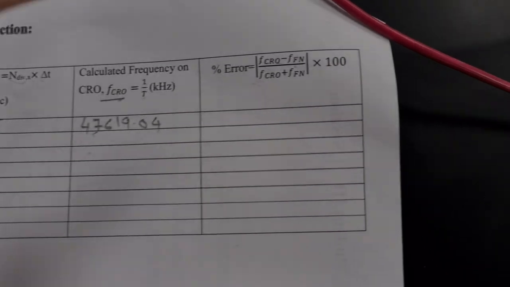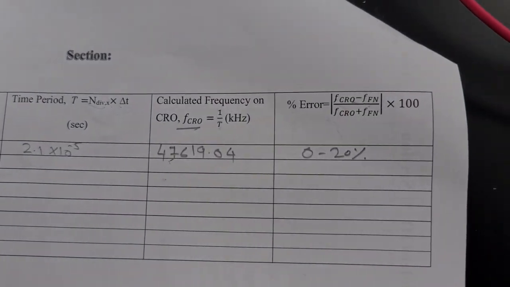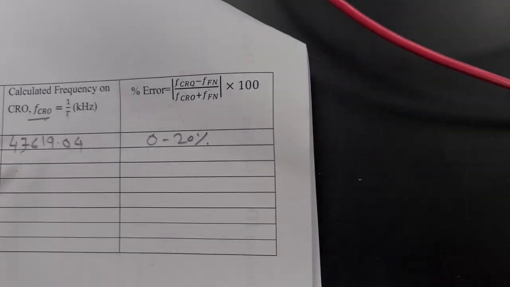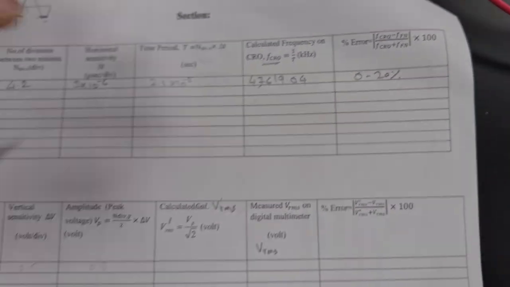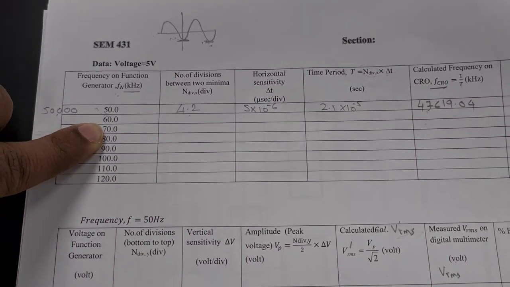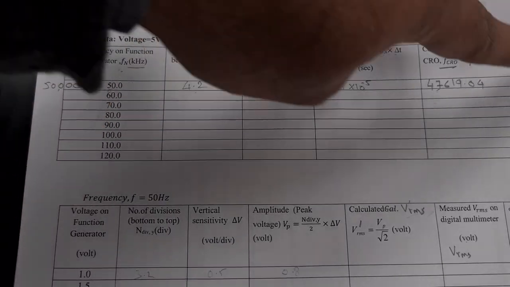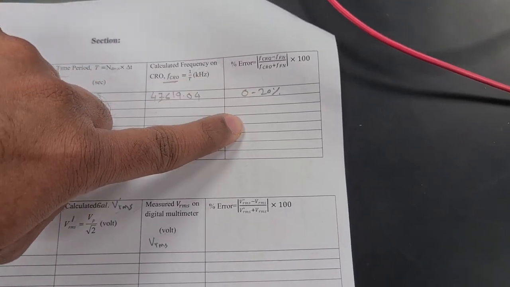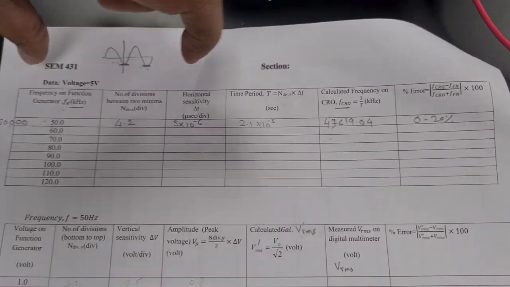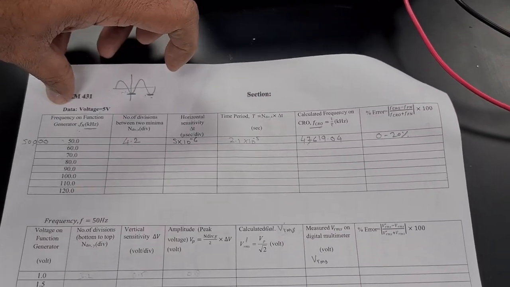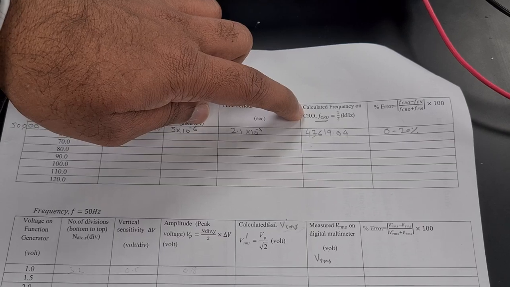When you substitute the values in the given formula, your value must be between 0 to 20%. Clear, my dear? Here 50,000, here 47,619. So for sure your error percentage will be between 0 to 20%. You have to repeat the same method for the rest of the frequencies. All your error percentages must be between 0 to 20%. If it exceeds 20%, then there will be some mistake. So what we learn from here is how to measure the number of divisions horizontally, how to find the time period, and also how to find the frequency. Clear? It's one of the easiest experiments.